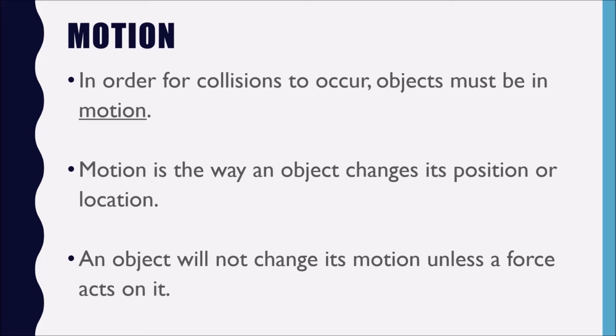As you saw from the examples, collisions are everywhere. In order for collisions to occur, objects must be in motion. Motion is the way an object changes its position or location. An object will not change its motion unless a force acts on it.